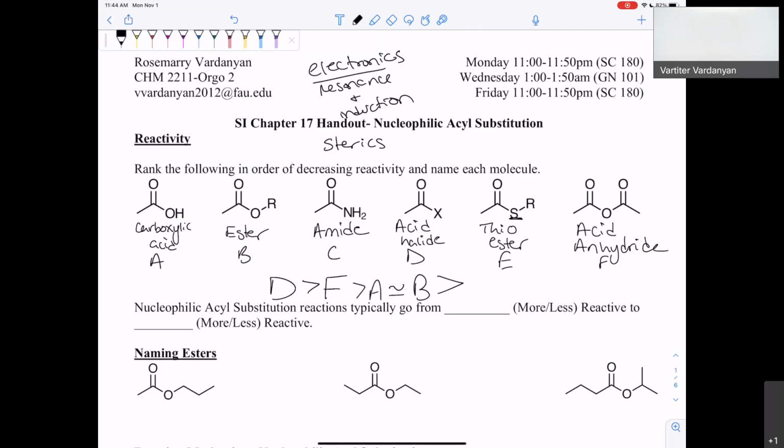And then cool. Between sulfur and nitrogen, which one is the most electronegative? Sulfur. Cool. So the thioester is next. And then last but not least, we have C, which is the amide. So amides are super, super, super, super stable in this kind of reaction. So these guys are super reactive, super stable.